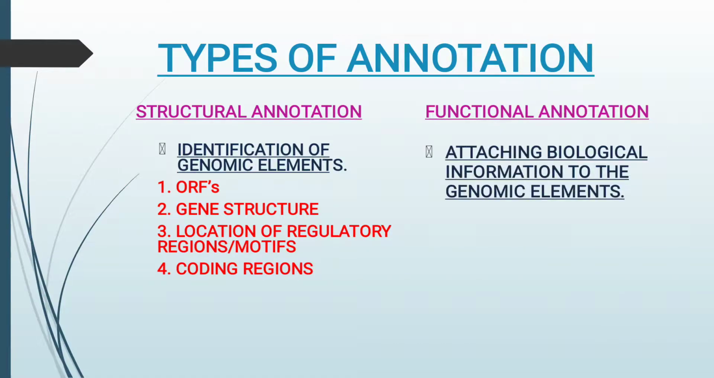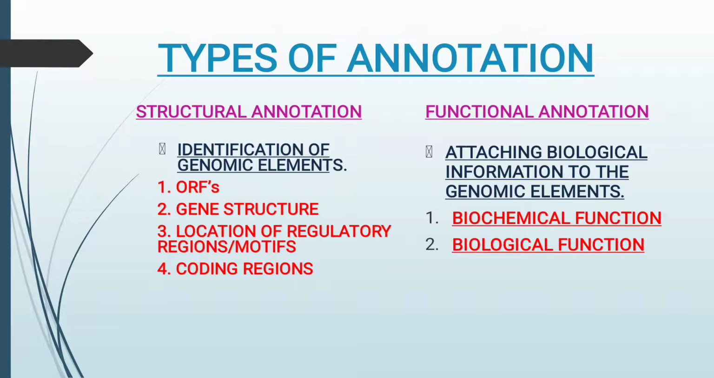Now in functional annotation, what is done? Certain biological information is attached to the genomic elements, and after attaching this information, the function of the gene changes totally. So it becomes a different allele. It does not remain the same allele. So the biochemical function of this changed allele is studied. Then the biological function, the biochemical function is studied, and then the expression of this gene into protein, what protein is formed and what is the function of this new protein. All this is studied in functional annotation.